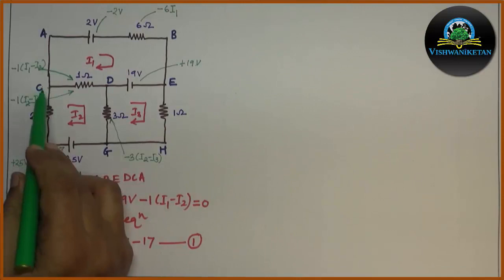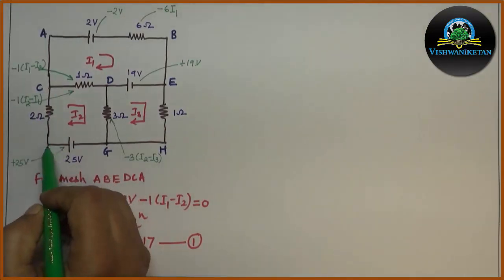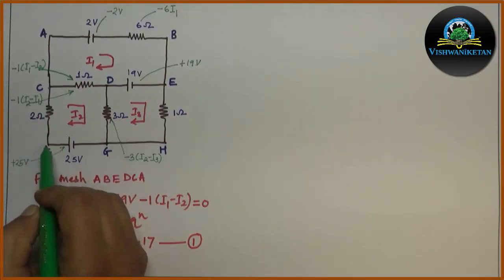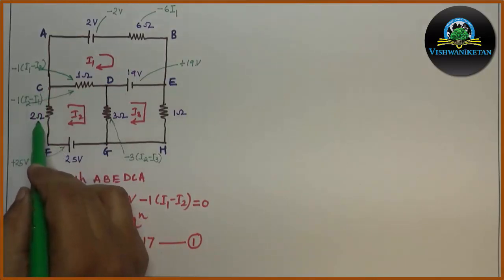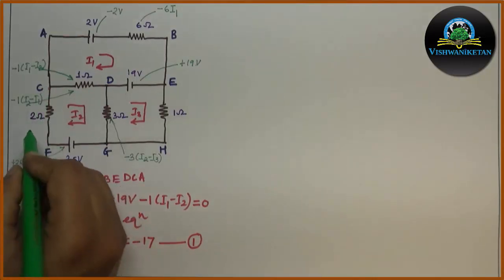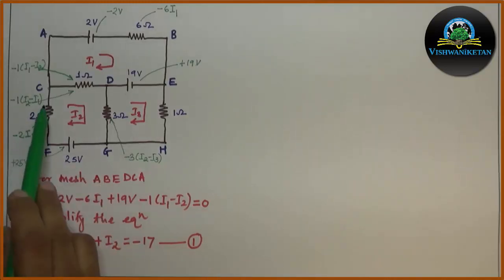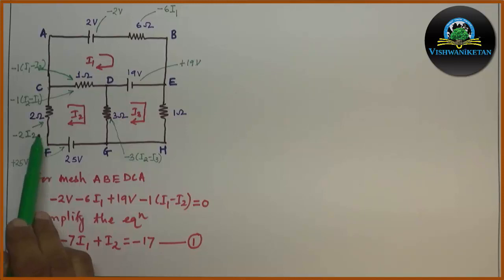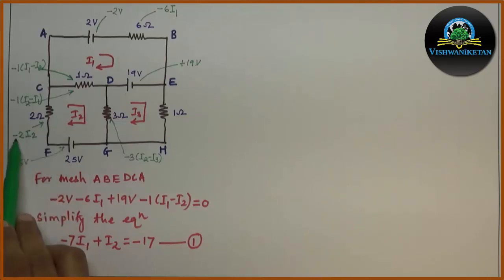Then, from F to C, we have one resistance of 2 ohm value. The current direction in the 2 ohm resistor is from F to C, and my mesh direction is also from F to C. Hence, the voltage drop across the 2 ohm will be negative and it will be written as minus 2 I2. The minus sign is because of the same direction of loop and current. 2 I2 is the voltage drop across the resistor. Now the 2 ohm is not common to any mesh, so it is minus 2 I2.